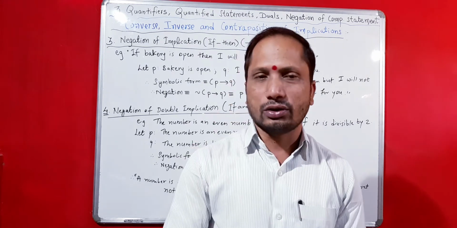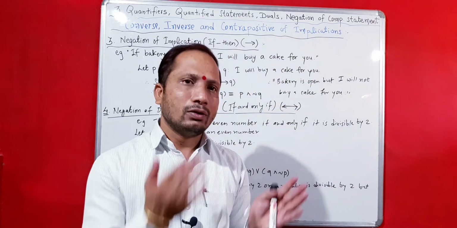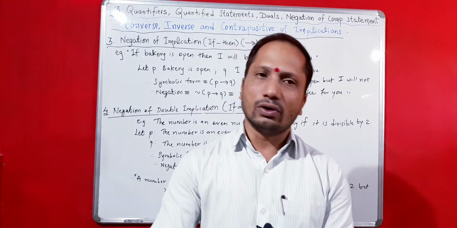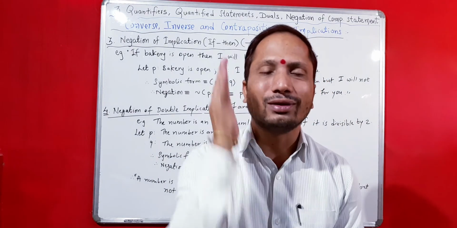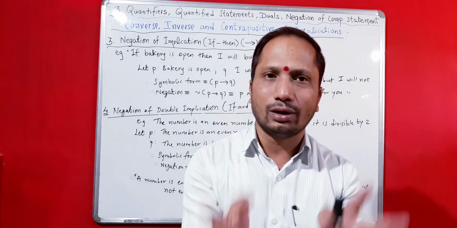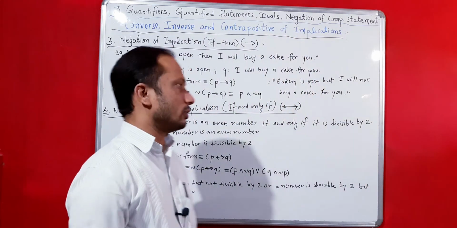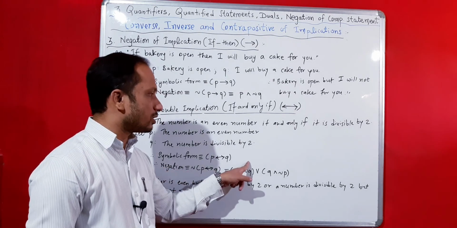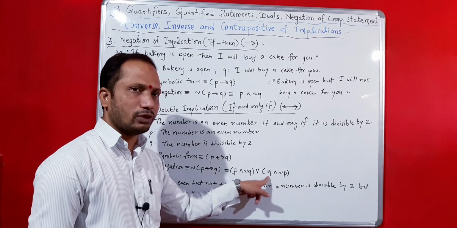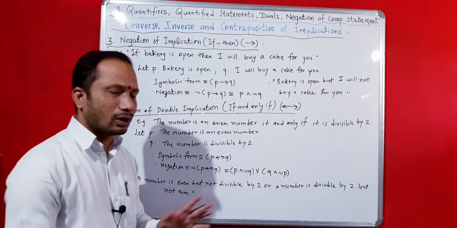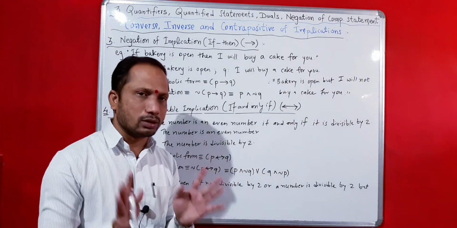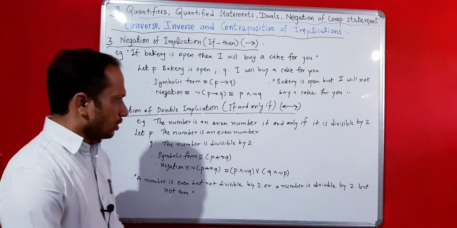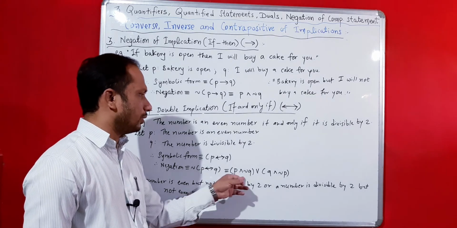Don't forget this, because you know that in the case of double implication, first true and second false is false, and first false and second true is false. So remind all these things and just carry forward. For the negation, both will get: first is true but second is false, and second is true but first is false. So both are the negation. This is the negation of the double implication, and you can remember it very easily. So don't forget this negation form of the double implication.